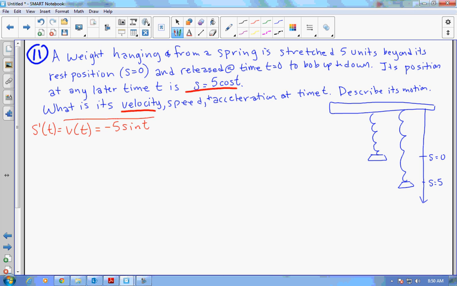So there's the velocity. Do you remember what speed's relationship is to velocity? The absolute value. Speed equals the absolute value of velocity. So it would be the absolute value of negative 5 sine t, which is just 5 times the absolute value of sine t.